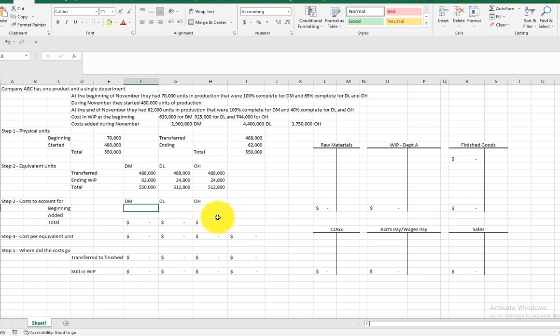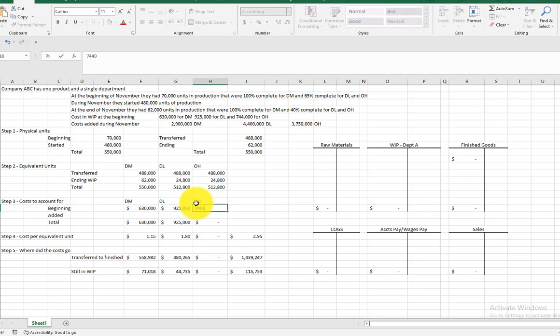Beginning costs. So it looks like the costs in the work in process at the beginning were 630,000 for direct materials, 925 for direct labor, and 744,000 for overhead. This is at the beginning of November. It might say the cost on November 1st, or it may say at the end of October, which would be the same as the beginning of November. If you combine the direct labor and overhead columns, you're going to combine those costs, but we're keeping them separate for now, so we just put that in the beginning.